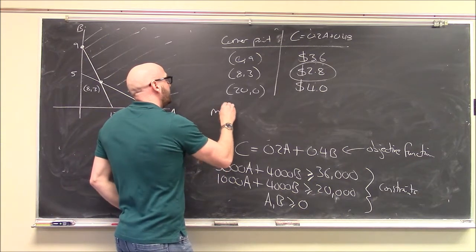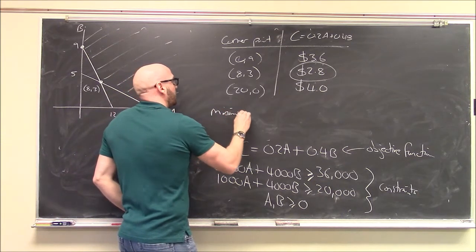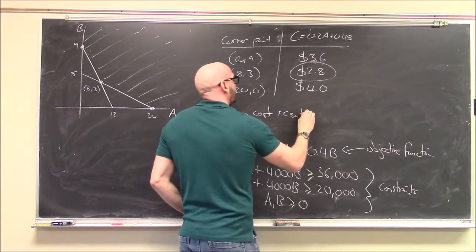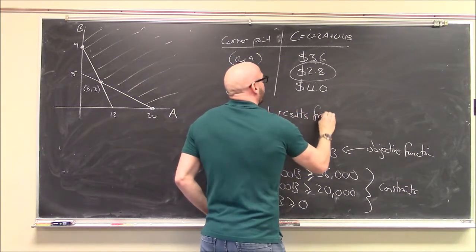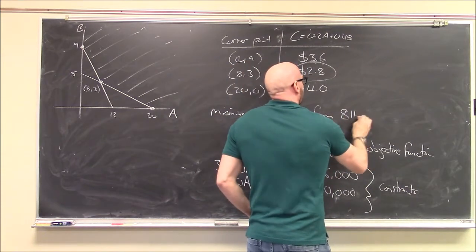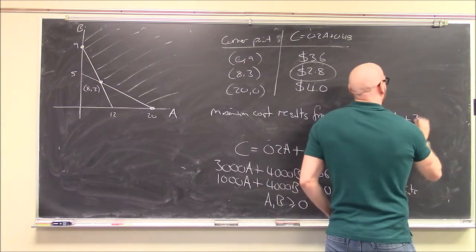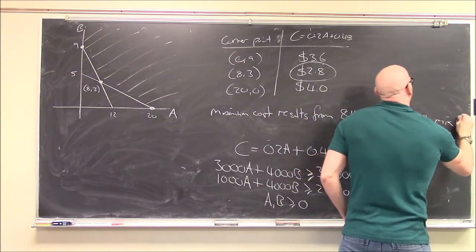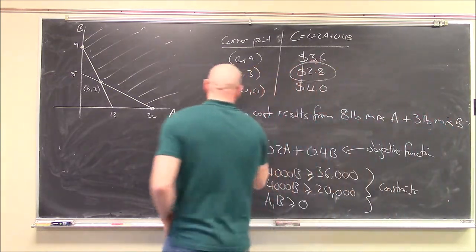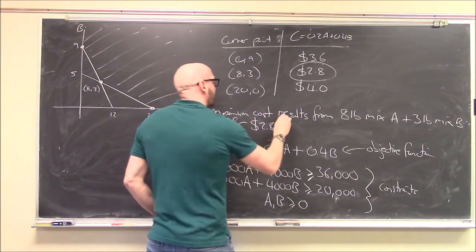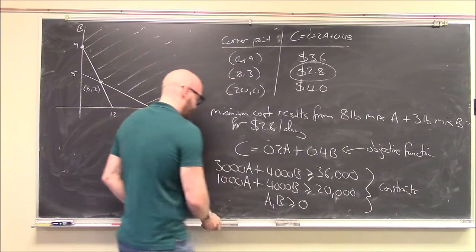So the minimum cost results from 8 pounds mix A plus 3 pounds mix B for $2.8 per day.